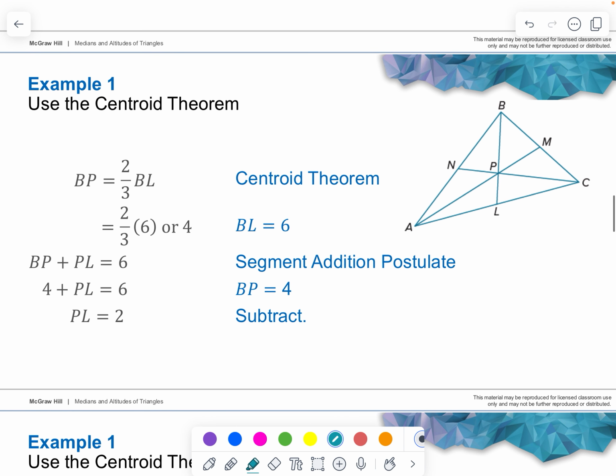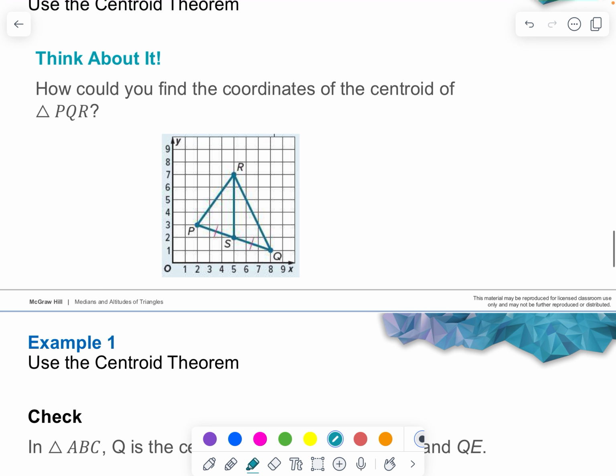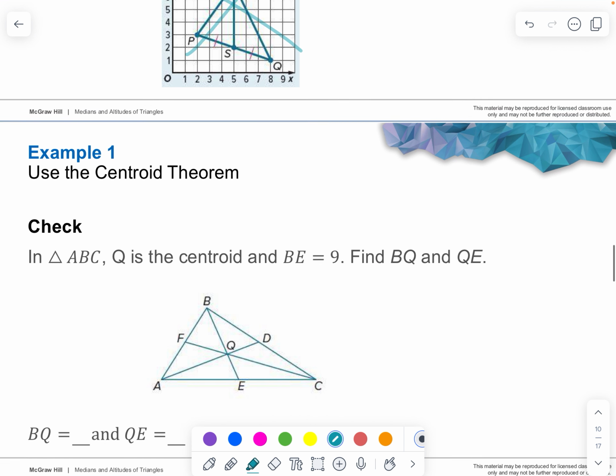And there they go and fill that in. And they find that PL, oh, they went ahead and just did the 2/3, found that BP was 4, and then they subtracted that from 6. There we go. All right, and then they went ahead and said, how would you do that with coordinates? So you could kind of think that through. We're not actually going to do coordinate math with this one, so you don't have to stress about that.